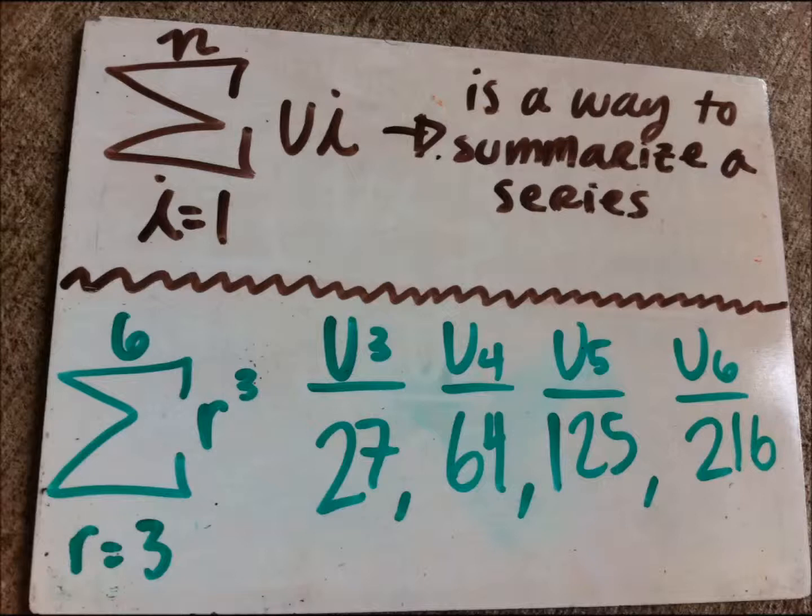So in the example, the first term is U sub 3, and the last term is U sub 6. And the function that you're doing to the term is cubing it. Since you start at U sub 3, you go 3 cubed, which equals 27, and you continue on until the 6th term.